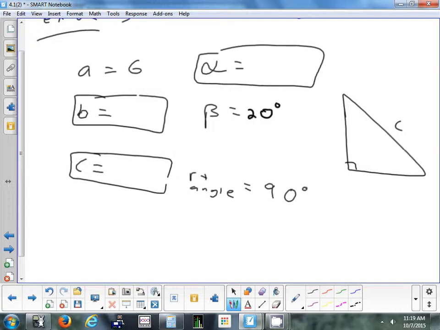So I'll do A as the height, and I'm going to fill it in since I know what it is. A is 6. Alpha is across from it. B I don't know. Beta I do know. Put that across from it. There's your diagram. If yours looks a little different, just make sure 6 is across from alpha, 20 is across from B. That's all that has to happen.